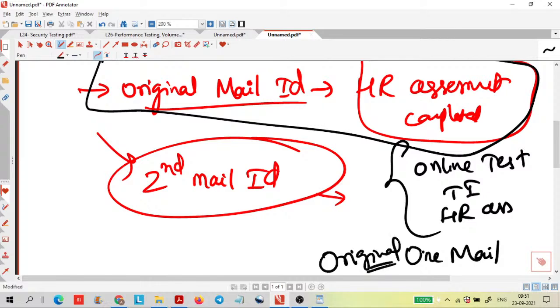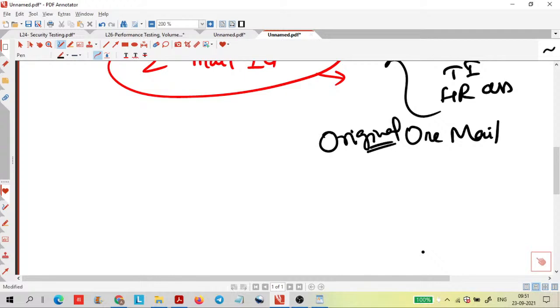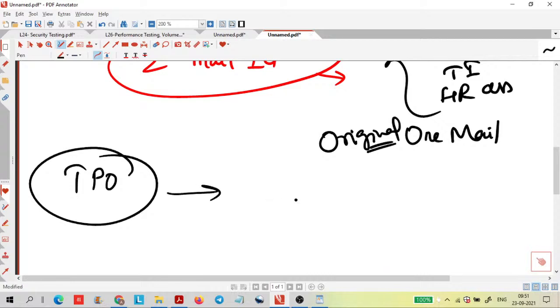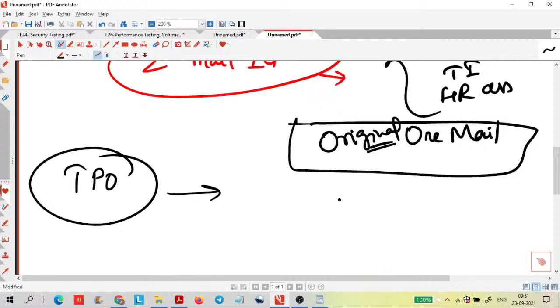So what you do, if possible, you can have a discussion with the TPO about what happened. In that particular record, with the original mail ID, you have completed the process. So no need to worry. In the second HR assessment you received, you attempted with a different mail ID, and it takes only once. You cannot give with multiple mail IDs. No need to worry.